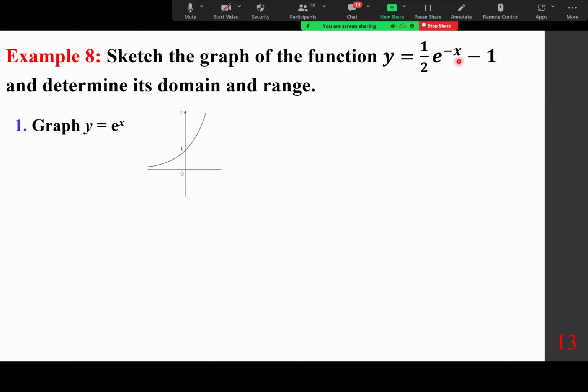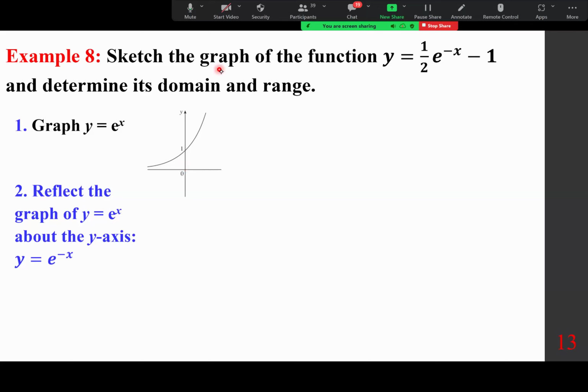The next one is to get this. So we're gonna go from e to the power of x to e to the power minus x. That means reflection about the y-axis. Flip it over with respect to the y-axis, and it looks like that.